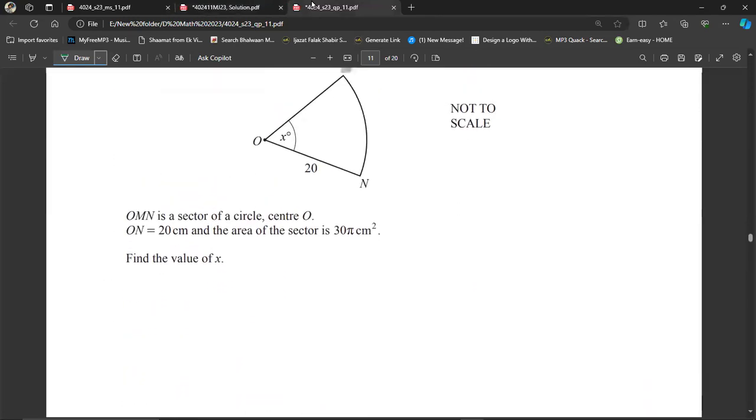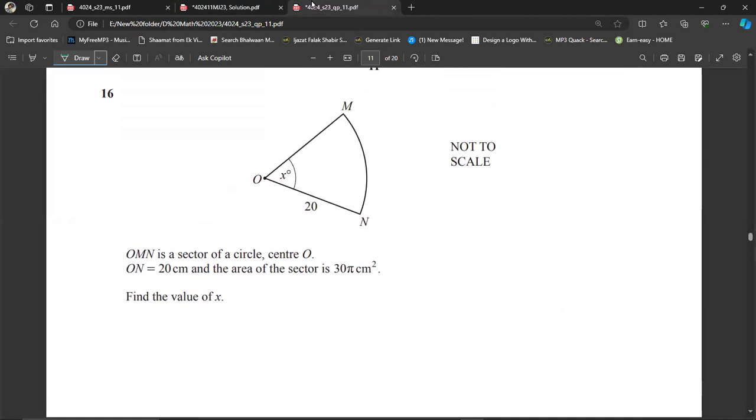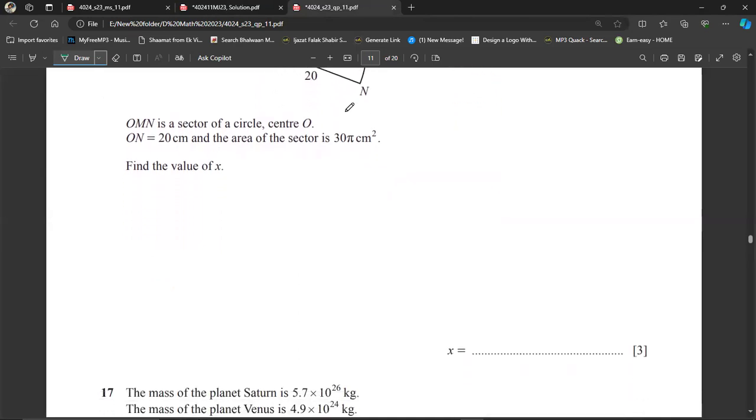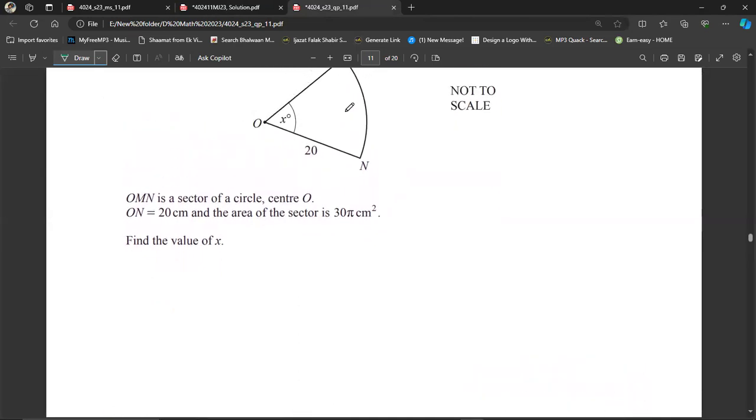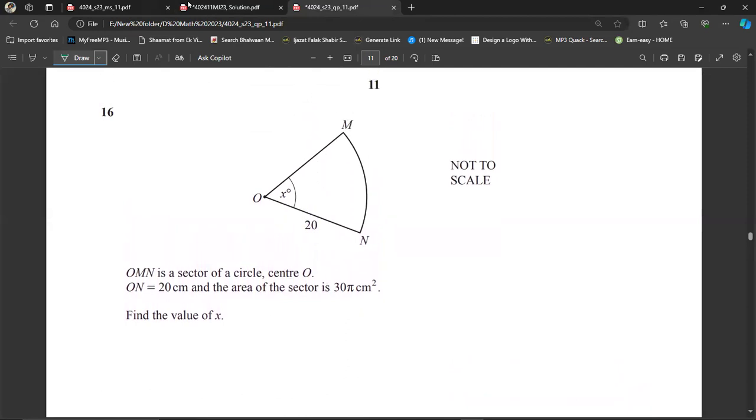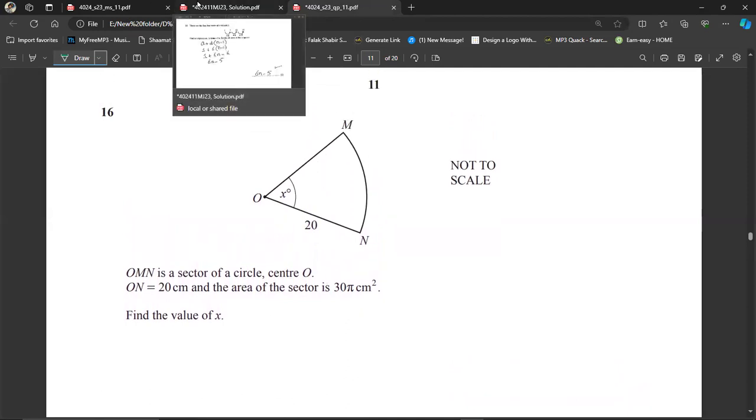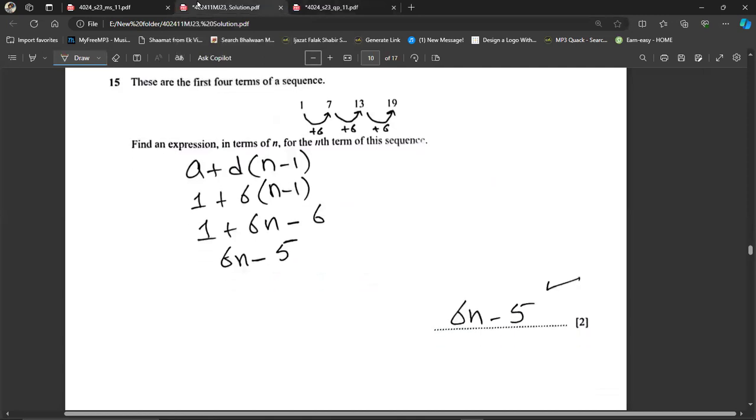Okay. So we have question number 16. Here we have a sector. The angle subtended by the sector at the center is x. OMN is a sector of a circle with center O. ON is 20 centimeters and the area of the sector is 30 pi centimeter squared. Find the value of x. The area of the sector is given. You know the formula for the area of the sector is theta by 360 pi r squared. The area is already given.